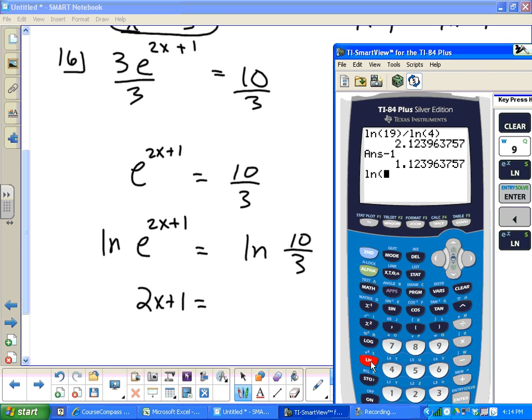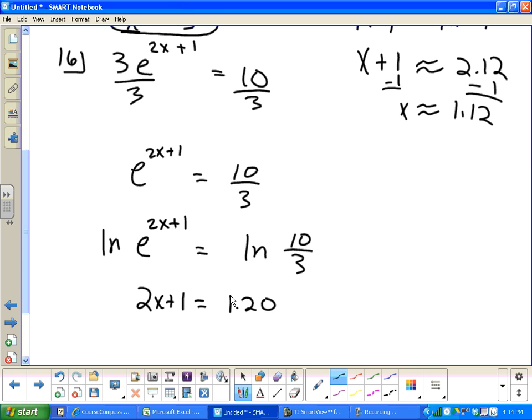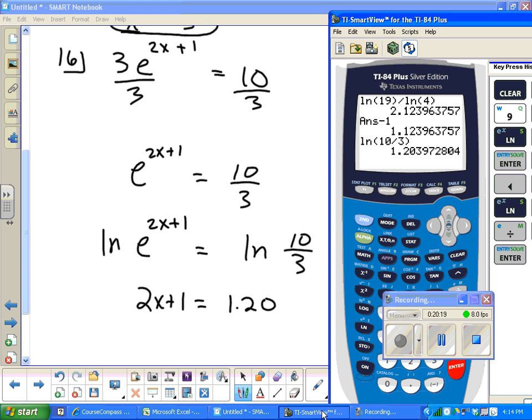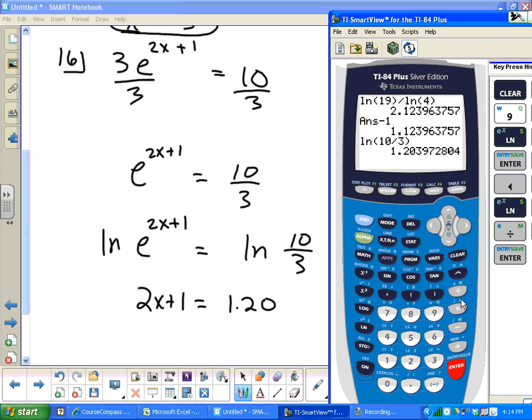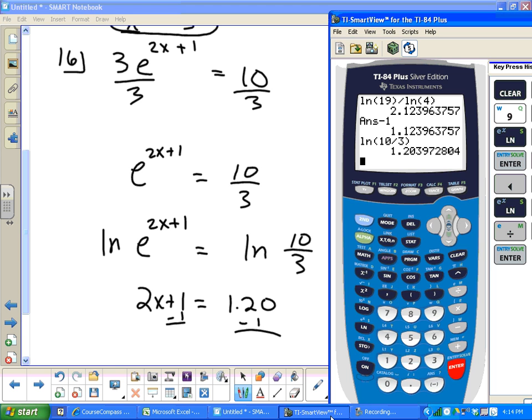We'll punch in the natural log, and then I'm just going to basically push it in as division, 10 divided by 3. You could certainly use your fraction command if you wanted to, or you could take 10 over 3 and just use the decimal value. So that's about 1.20. Now, from there, I'm just going to solve it there. And so I would subtract 1, and then take whatever that is and divide it by 2. So I'm going to do it on the calculator there because I need to be accurate. So minus 1, and now that divided by 2. And so that's about 0.10 there.